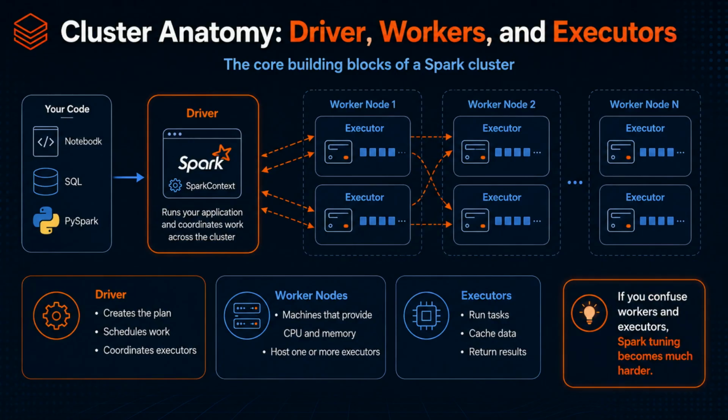Your code is submitted to the driver. The driver runs the Spark application, creates the plan, schedules the work, and coordinates the executors. Worker nodes are the machines in the cluster. They provide CPU, memory, disk, and network resources. Executors are processes running inside those worker nodes. Executors are where the actual task execution happens. This distinction is very important. Workers are the infrastructure. Executors are the processing engines inside that infrastructure. If you confuse workers and executors, Spark tuning becomes much harder.